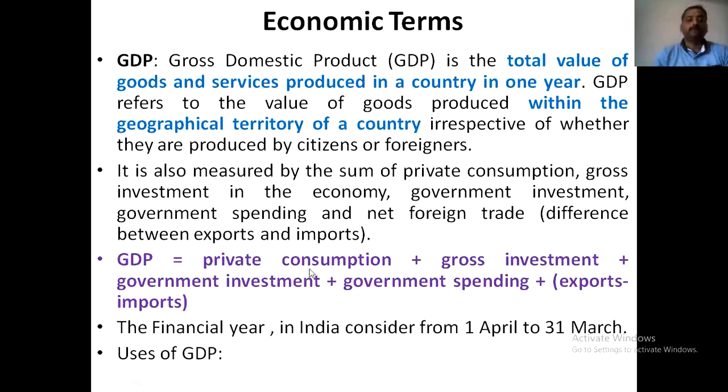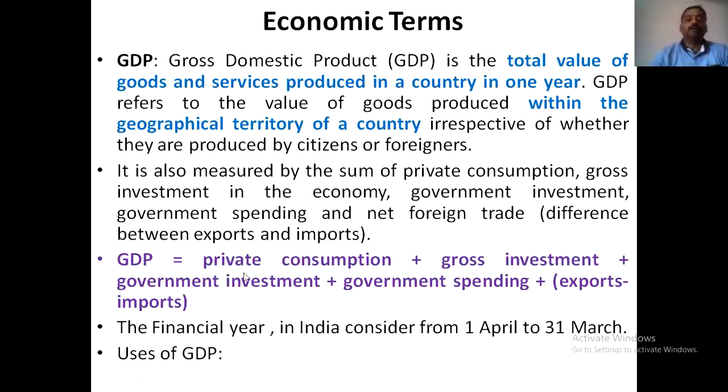Now, private consumption means what? See, in India, the total food production is currently nearly 430 million metric ton. Out of 430 million metric ton, how much does India require? That is near about 360 million metric ton that we consume annually.